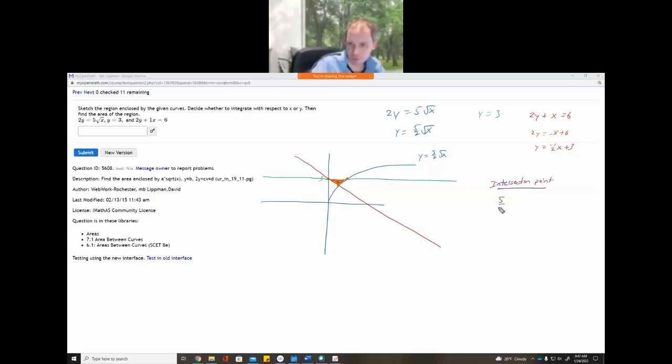So the intersection point is going to be where 5/2 root x is equal to -1/2 x plus 3. To solve this equation, I need to square both sides. So when I square the left, I'm going to get 25/4 x. And when I square the right, I need to FOIL that out. So -1/2 x times -1/2 x is a positive 1/4 x squared. And then I'm going to have a -1/2 x times 3, and then another -1/2 x times 3, and then the 3 squared.